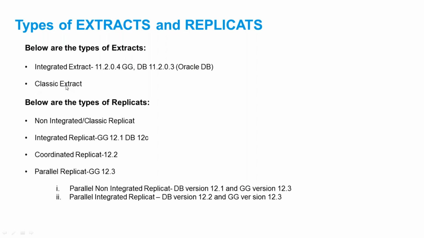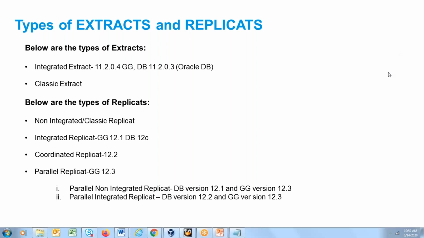What are the different types of replicats? You have non-integrated or classic replicat, you have integrated replicat, coordinated replicat, and parallel replicat, and parallel replicat is of two types: parallel non-integrated replicat and parallel integrated replicat. So non-integrated and classic replicat is the replicat which is available since Golden Gate was developed or founded.